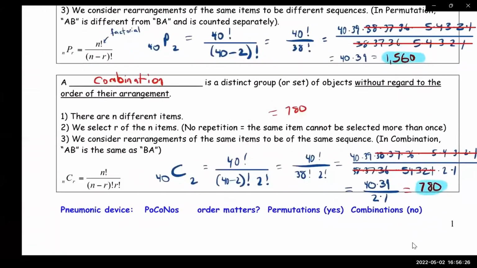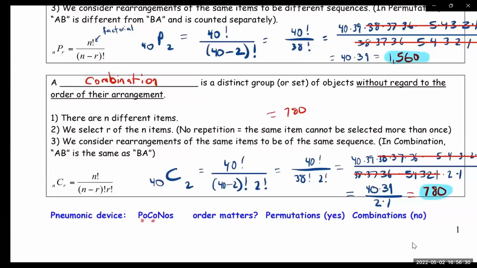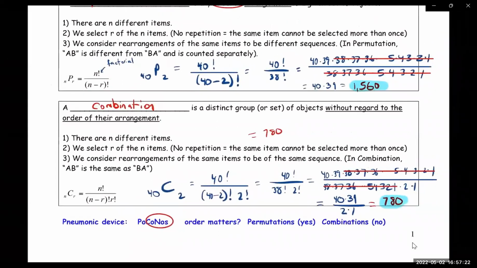So then they give you a little mnemonic to help you remember. Does order matter? Permutations, yes. Combinations, no. I don't understand that mnemonic, to be honest. I just remember that permutation means the order does matter. Combinations means the order does not matter. I think I just memorized it over time, but I don't know what this means. Permutations, order matters. Combinations, no. Oh, I guess that's what it means. So combination, order does not matter. Permutations, it does matter.